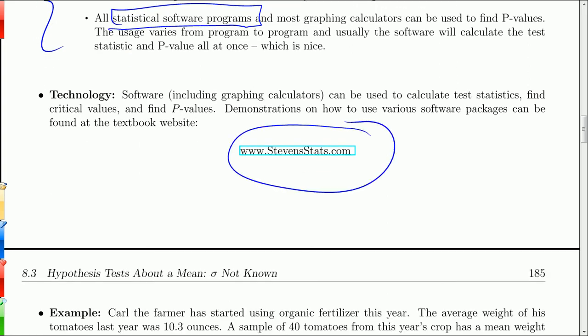But stevenstats.com can show you whatever software you have available. Well, you might be able to find it at Stevenstat. I mean, we have SPSS, Minitab, Excel.